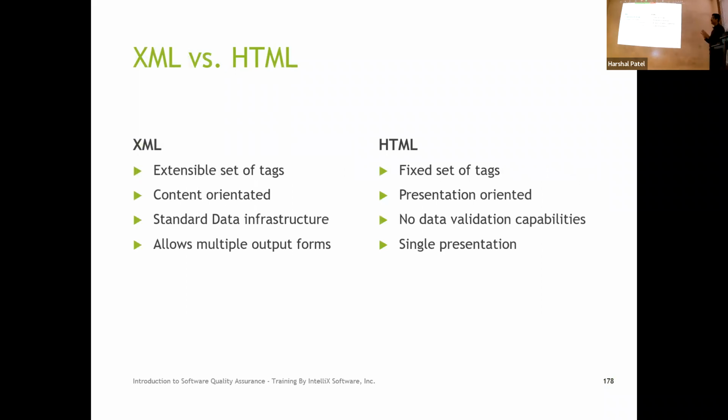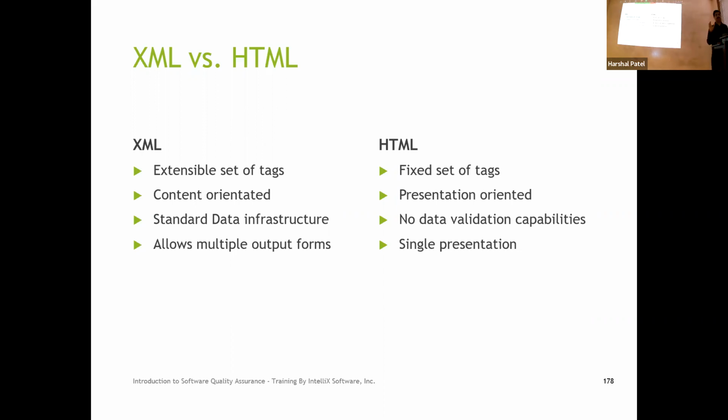Here's the comparison between the two markup languages. The key difference is that in XML, you can define your own markups, which is an extensible set of tags. In HTML, there are predefined tags. Another important thing is how the data is used. In HTML, it's used mainly for presentation only. XML is about content: what exactly it contains, what the data values are.